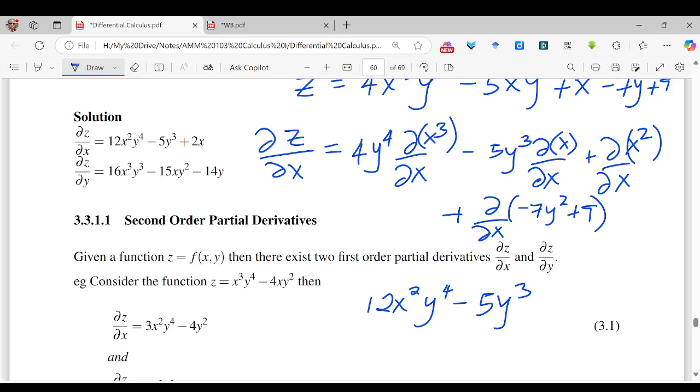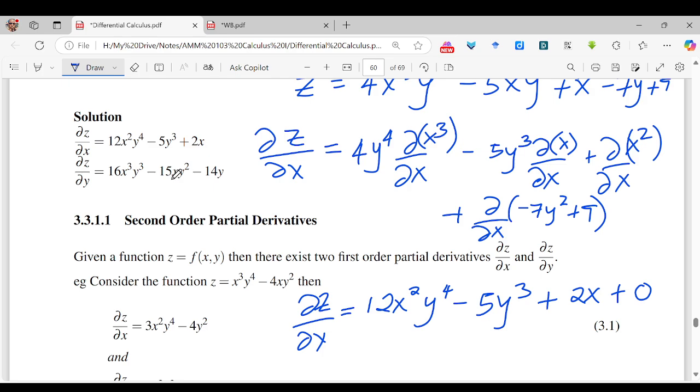Then the next term, when we differentiate 2x squared, we get 2x. Then the last two terms, when we differentiate, because this y is treated as a constant here, 9 is also a constant. Differentiating a constant will give us 0. So the partial derivative of z with respect to x will give us that.